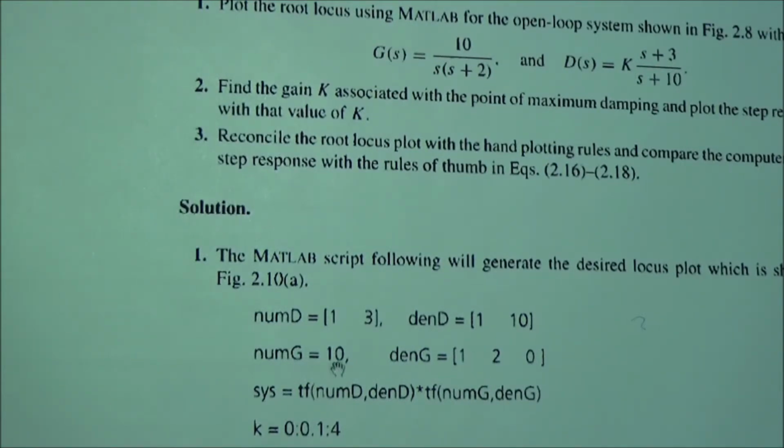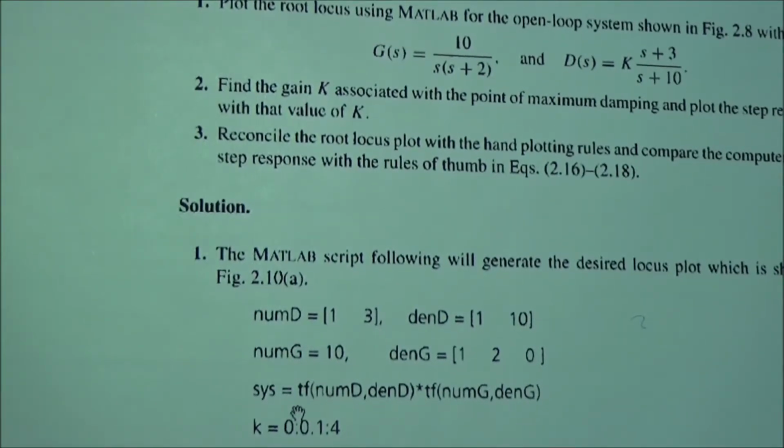You define your plant: the numerator is just 10, the denominator is 1, 2, and 0, s squared plus 2s plus 0. You multiply the transfer function of the plant and the transfer function of the controller, like this, and you call that sys. That is, this sys is g times d.